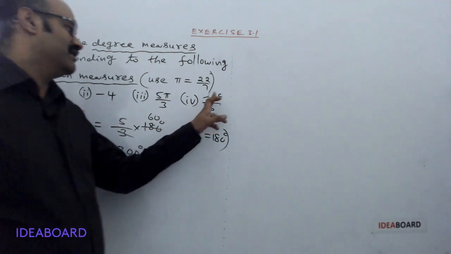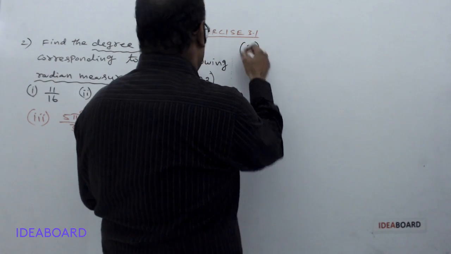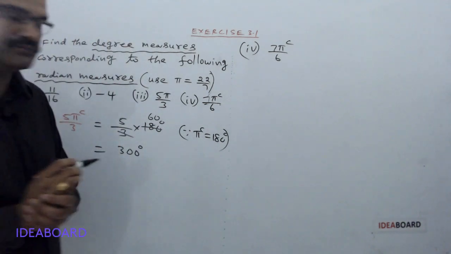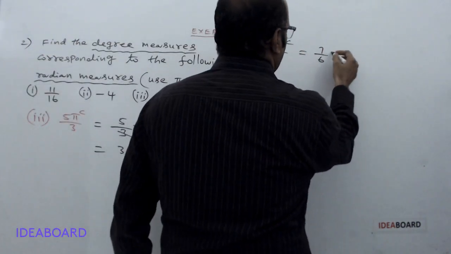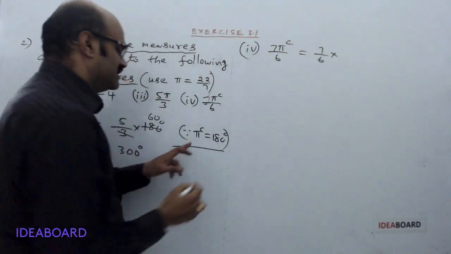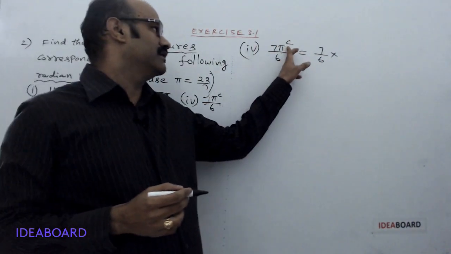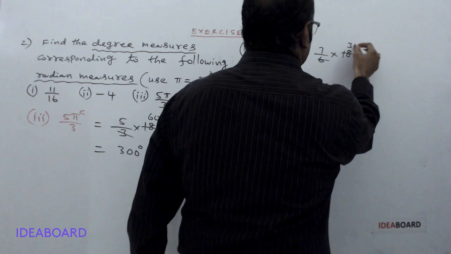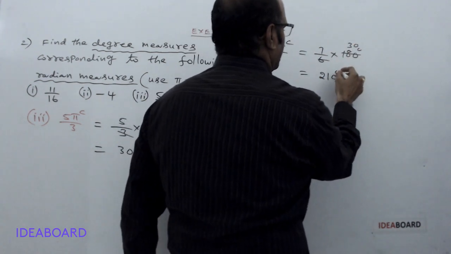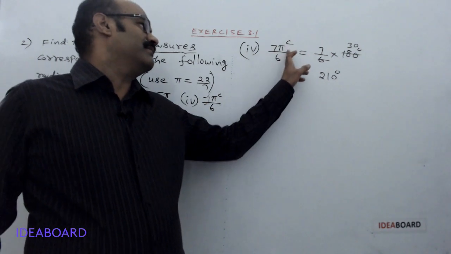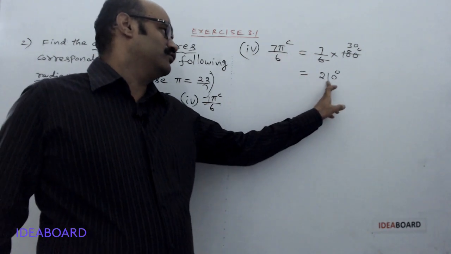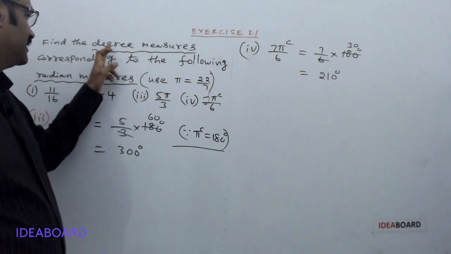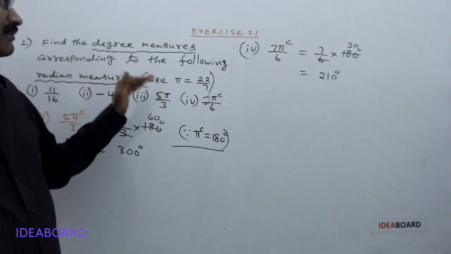Now we have 7 pi by 6 radians. 7 pi by 6 radians equals 7 by 6 into pi radians, and since pi radians equals 180 degrees, we take 180 degrees. 6 30s are 180, so it equals 210 degrees. So 7 pi by 6 radians is equal to 210 degrees. This is the way we should convert the degree measure from the radian measure.